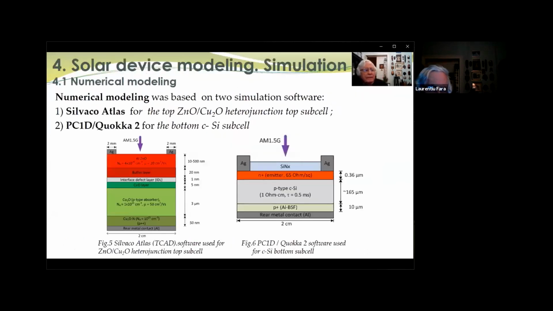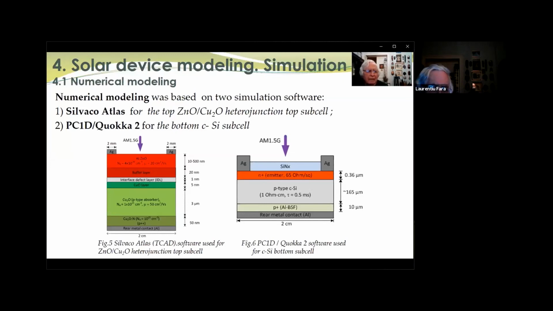Another important point in our presentation and in our contribution is regarding the solar device modeling. And here are presented some simulation results. Numerical modeling was based on two simulation software, Silvaco Atlas for the zinc oxide, copper oxide heterojunction top subcell, and PC1D, OPAL 2 for the bottom silicon subcell.